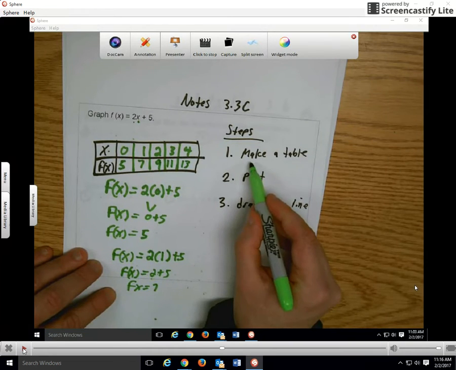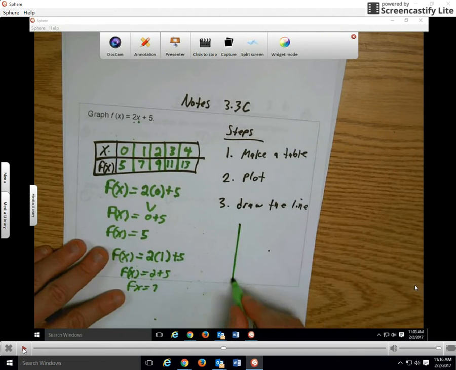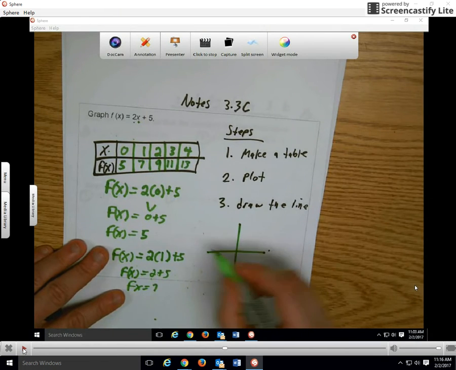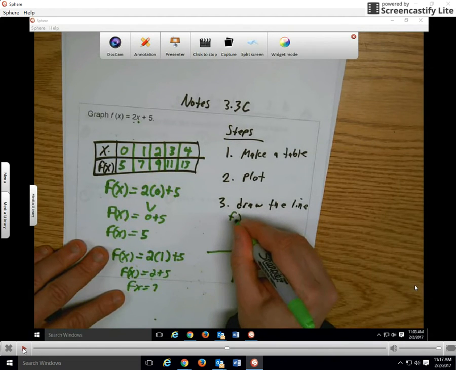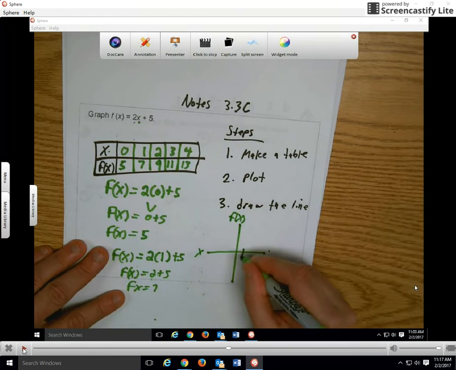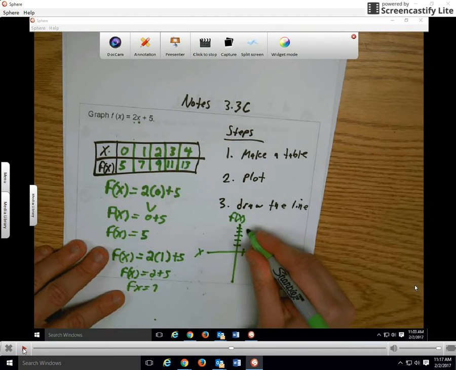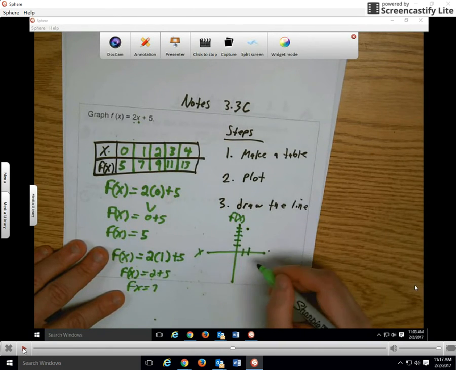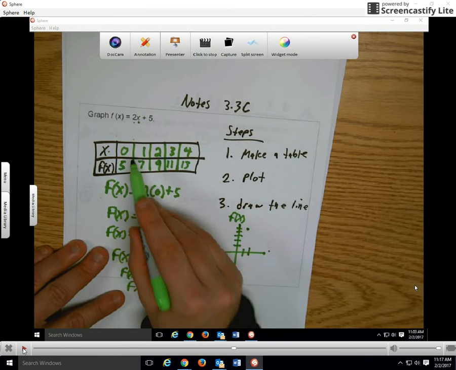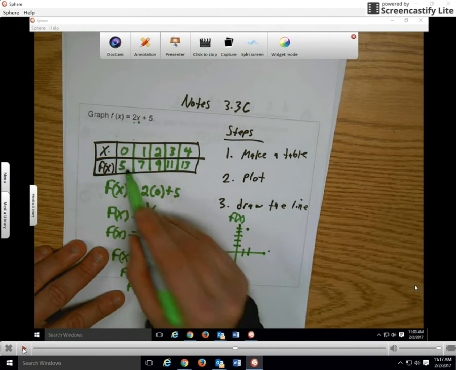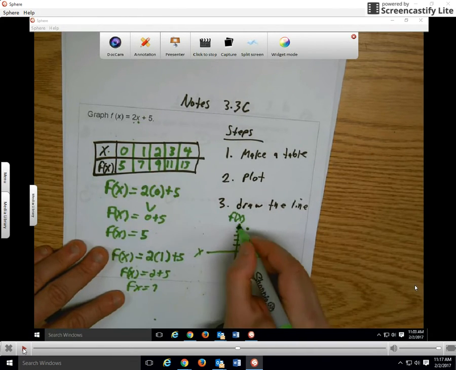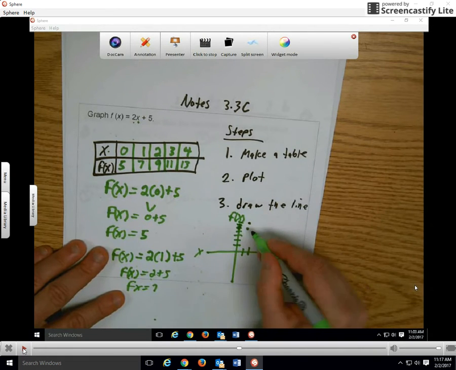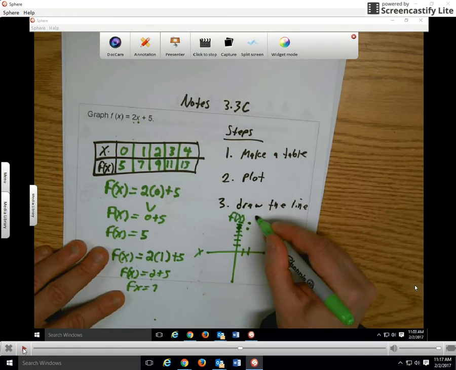So I made a table. I need to plot these points now on the coordinate plane. So if x is 1, f of x would be 5. So if x is 1, I go over 1. f of x would be 5, I'd go up 5. There's your first point. Whoops, I'm sorry, I did that wrong. If x is 0, f of x would be 5, not 1. So 0 and 5. If it were 1, it would be 7. If it were 2, it would be 9, which would be kind of off our screen here.